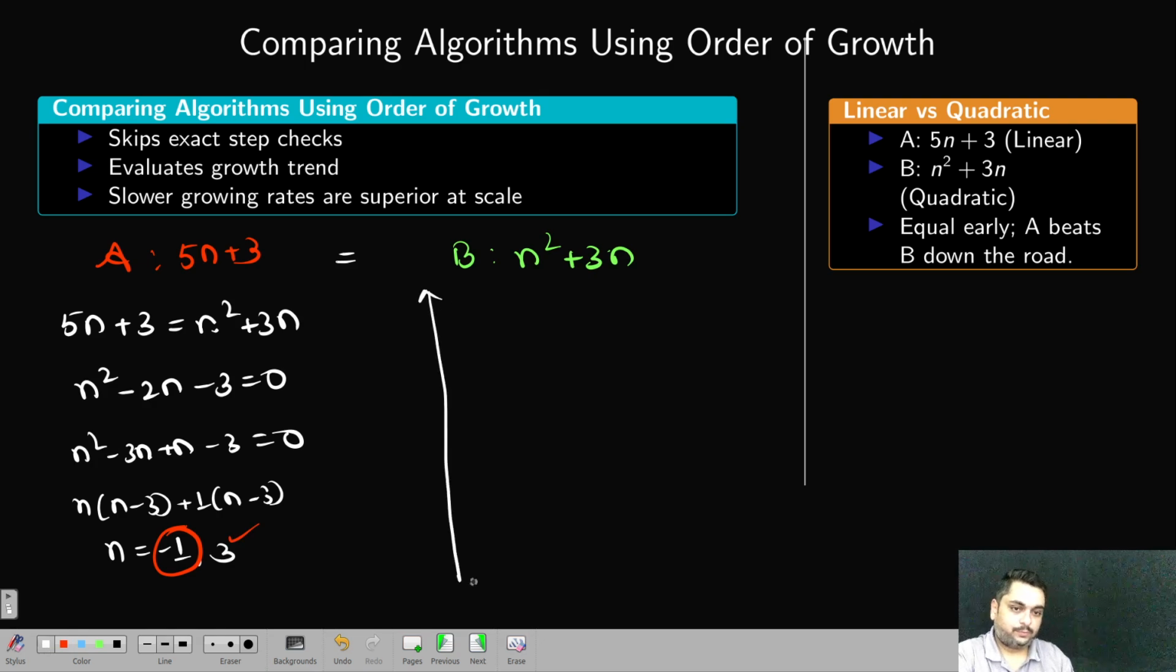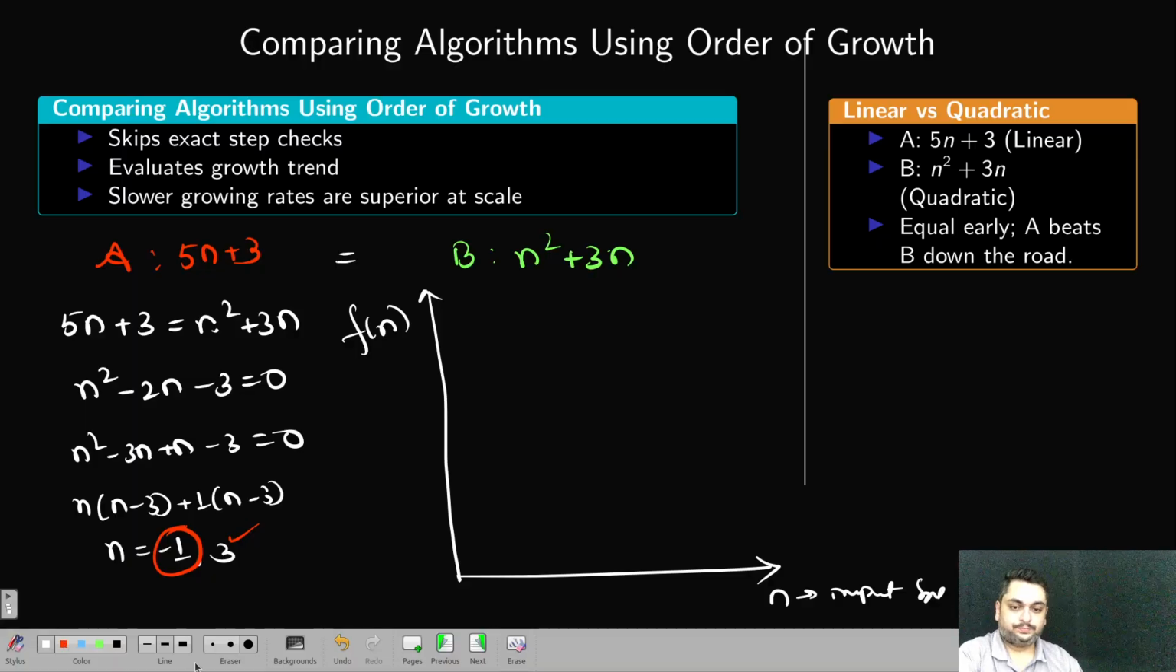So if I plot a graph here, this is n, my input size, on the x-axis, and let us plot a function f of n for both A and B. Now, what is the point we have found out? That equivalent is n equal to 3, where both of the functions meet, or crossover. Now, before n equal to 3, what is the condition here?